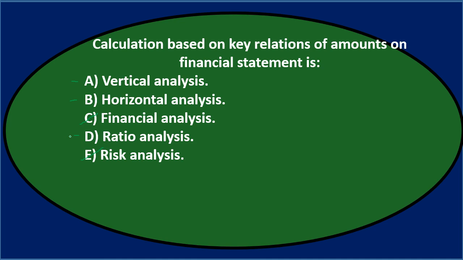Calculation based on key relations of amounts on financial statements is vertical analysis, horizontal, or ratio analysis. Now the fact that we're just taking key relations as opposed to the entire financial statements, either comparing them with horizontal period over period or with relation to vertical analysis of a particular period, means that it doesn't seem that it's going to be vertical or horizontal, because that's going to take the whole financial statements. We're picking components of them for particular ratio analysis, and therefore final answer D: calculation based on key relations of amounts on financial statement is D, ratio analysis.